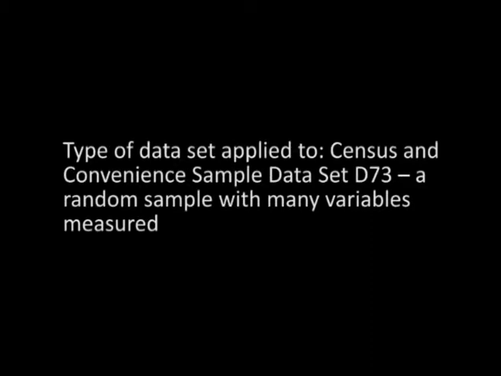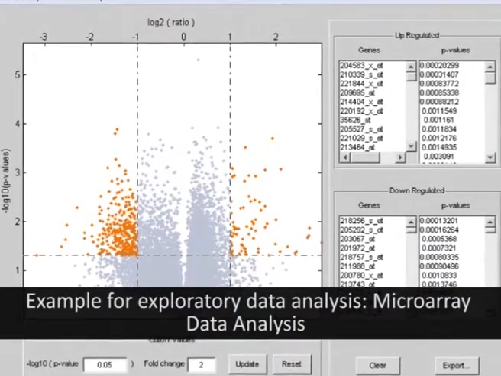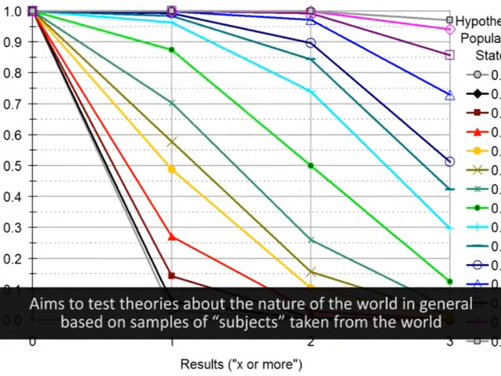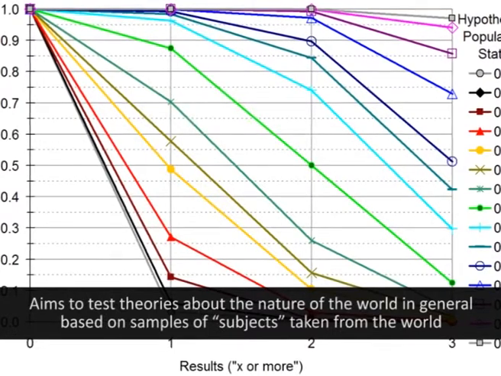Remember, correlation does not imply causation. Type of data set applied to: census and convenience sample data set, typically non-uniform. A random sample with many variables measured. Example, microarray data analysis.